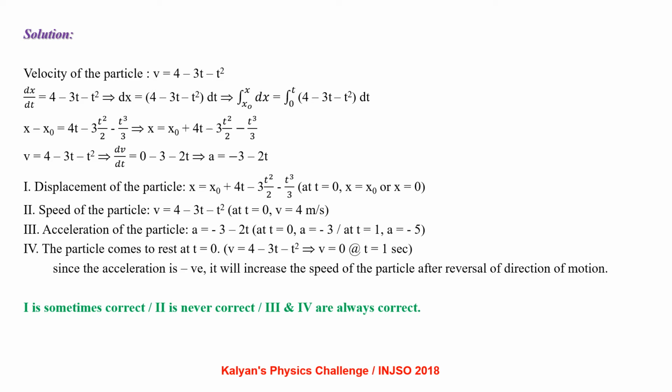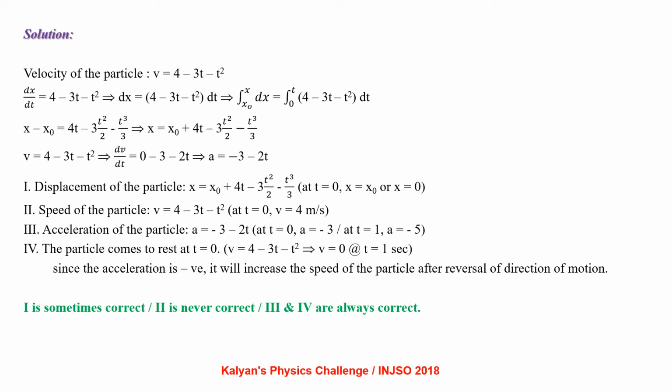Displacement of the particle x equal to x0 plus 4t minus 3t square by 2 minus t cube by 3. At t equal to 0, x equal to x0 or x equal to 0. Speed of the particle v equal to 4 minus 3t minus t square. At t equal to 0, v is 4 meter per second. Acceleration of the particle a equal to minus 3 minus 2t. At t equal to 0, a equal to minus 3. At t equal to 1, a equal to minus 5.